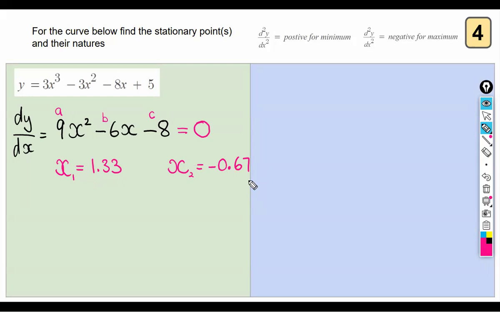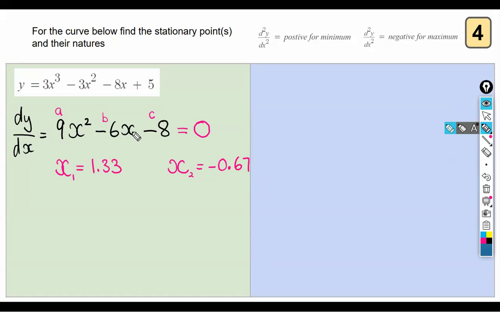Now, we have 2 values for x. So here's the thing. When you have 2 values of x, both of them cannot be a maximum and both of them cannot be a minimum. One has to be the maximum and one has to be what? The minimum. So to figure out who is the maximum or the minimum, we need to differentiate one more time.